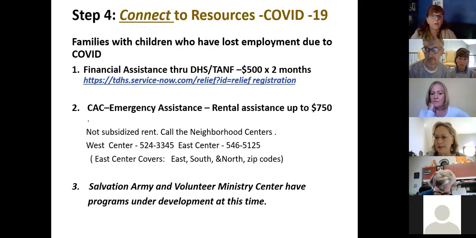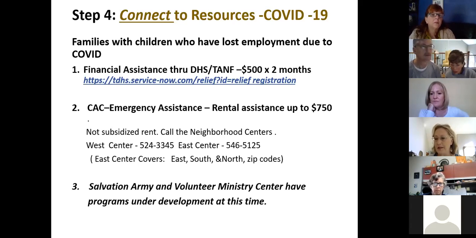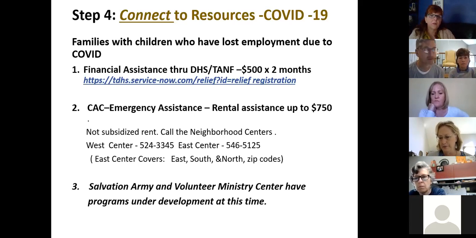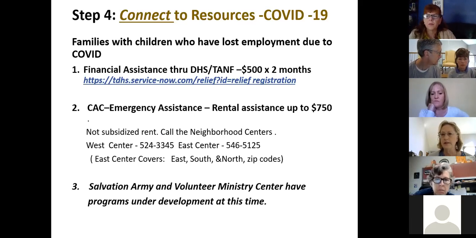You have to have been employed as of March 11th and lost your employment or 50% of your earned income as a result of the COVID pandemic. And you have to have children under the age of 18. And I think the payment is for up to 2 months of emergency help. So for a household of 1 to 2 people, it's $500. For a household of 3 to 4, it was $750. So this is awesome. If they do have children and they fall into that lost work setting, they can get some more help from DHS.